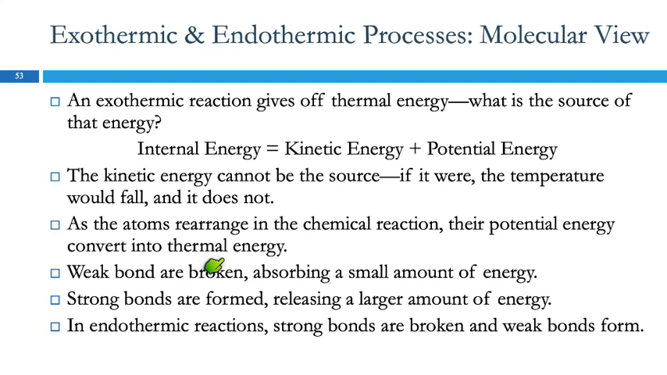In a chemical reaction, the atoms get rearranged, and their potential energy is converted into thermal energy. So this is like the big metal weight on the roof of the building, right? Being pushed off the edge, and that potential energy gets converted into another kind of energy. Here the potential energy is being converted into thermal energy.